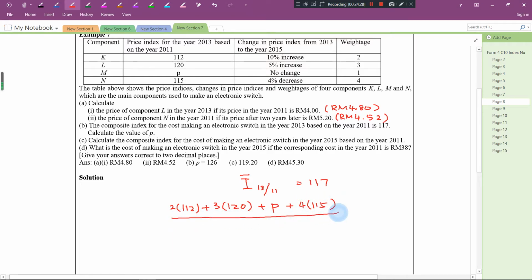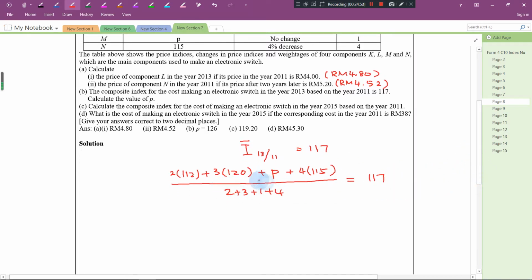Divided by the total weightage, which is equal to the sum of all these: 2 plus 3 plus 1 plus 4. This will give us the composite index in the year 2013 based on the year 2011, which is equal to 117. Okay, and then here you can try to pause the video and solve it yourself.